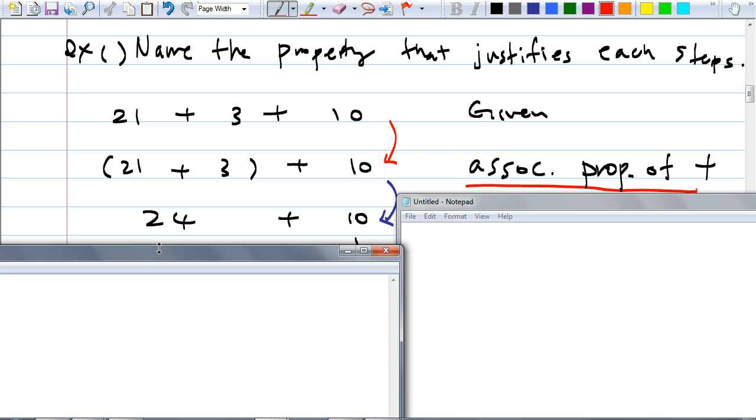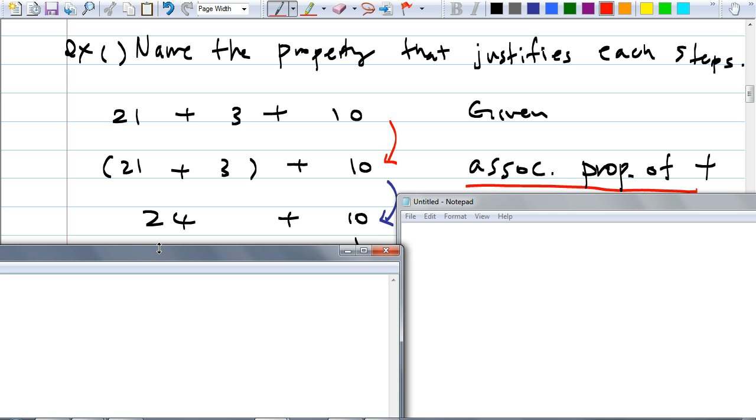Eric? Look, from the second to the third step. What changed from the second step to the third step? 21 plus 3. Yeah, 21 plus 3 became 24.